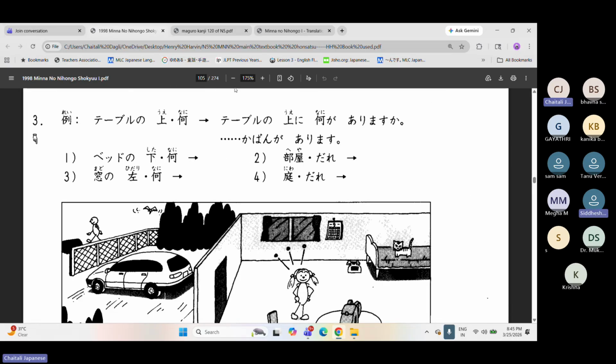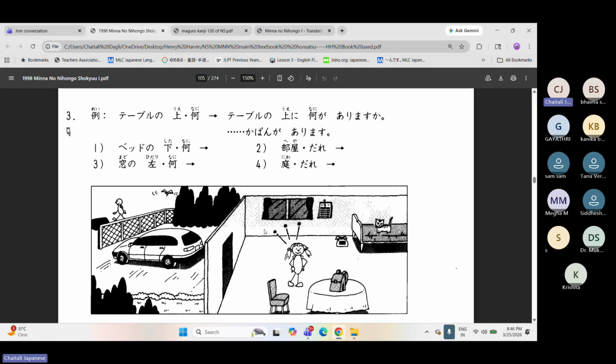Third, now you have to look at the photo here and answer the question. Form the question and then answer the question. Teburu no ue ni nani ga arimasu ka? So, what is there above the table? Kaban ga arimasu. There is a bag.